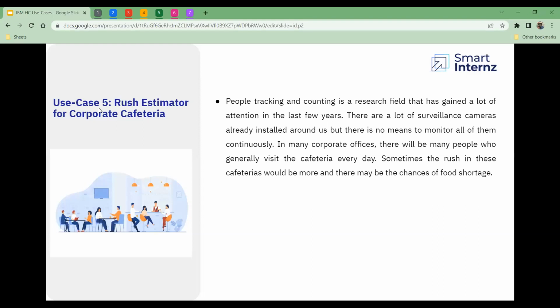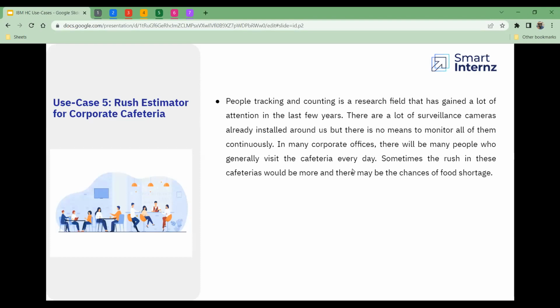By tracking and counting the previous days, previous weeks or previous months, continuously. Based on that data we can estimate that at a particular time we can have this much rush. So how can we track the people? We can track the people by using surveillance cameras. That's the best thing we can use, because nowadays everybody has security cameras in offices and at homes. We can use that camera data, the video footage, to track and count the people, and so estimate the rush.